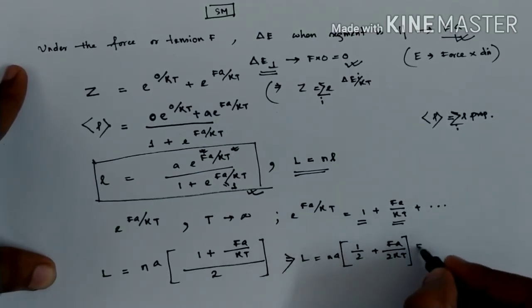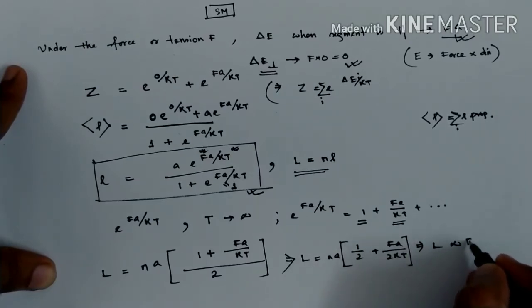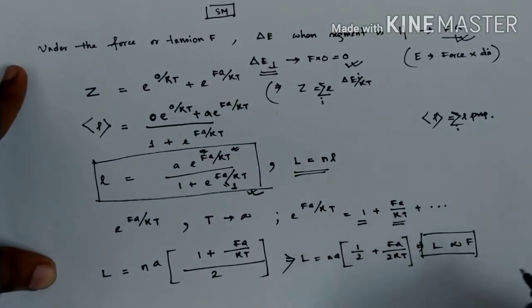So L is proportional to F. This means Hooke's law, what it says is that your force is proportional to the displacement or length. So it is Hooke's law. Fine. Thank you very much.